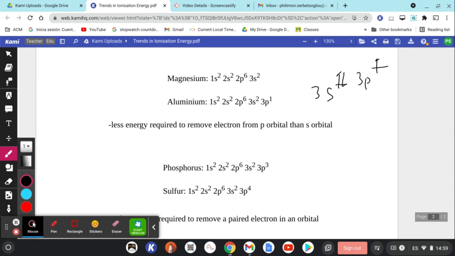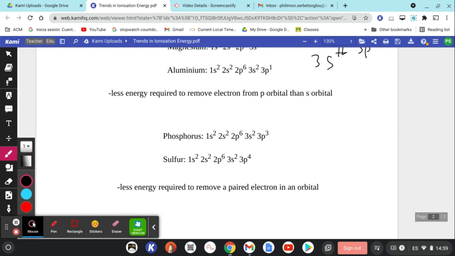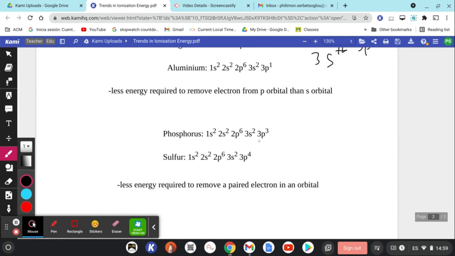Now, there is also an exception between group 5 and 6, so looking at phosphorus and sulfur. So phosphorus has the last orbital here, 3p3, whereas sulfur is 3p4. Why does that matter? Well, there are three p orbitals. In phosphorus, they're each singly filled, whereas in sulfur, one of them is going to be doubly filled as such.